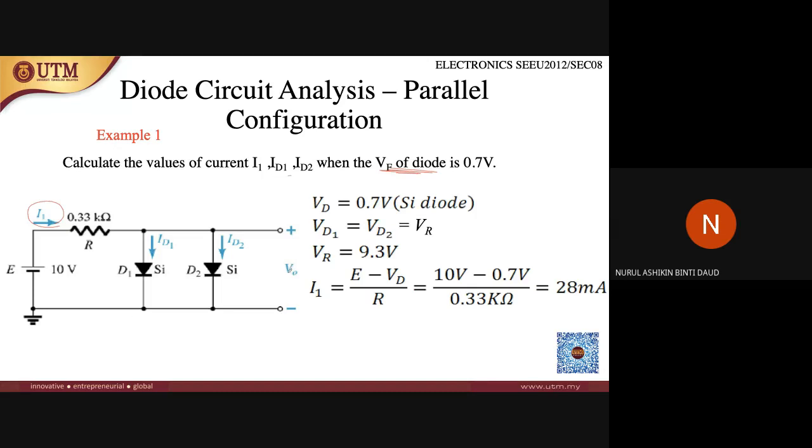In order to find the next current values, which are ID1 and ID2, you just need to divide these two currents. Why do you just need to divide? Because the diodes are the same and there is no resistor at all. If there is a resistor here, you cannot divide, you need to consider the value of the resistor. But since there is no resistor here, the total current you can divide by two, because it splits into two branches. So the answer will be 14 milliampere.